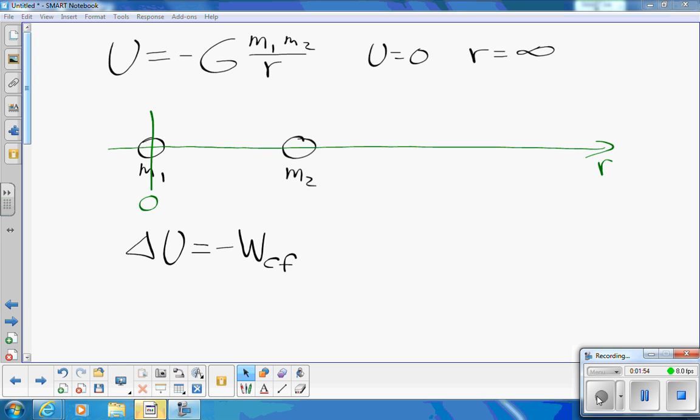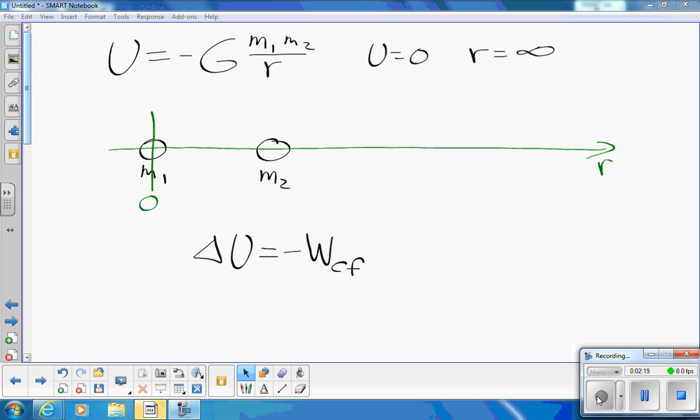To simplify matters, I'm not going to move M1. Whoops, I just moved the coordinate system. Okay. I'm going to leave M1 fixed. So essentially, I'm defining the coordinate system as having the origin at the location of M1. So M2 is going to be the only one that's moving. And so here we go.